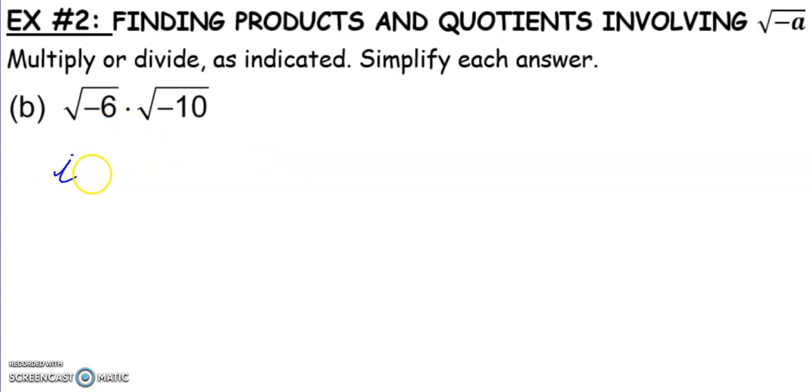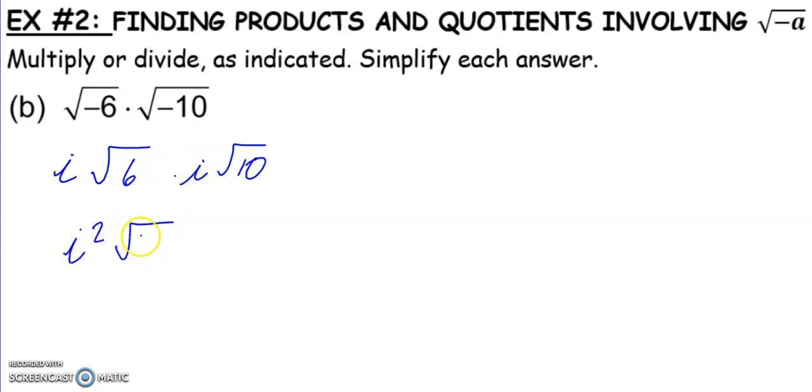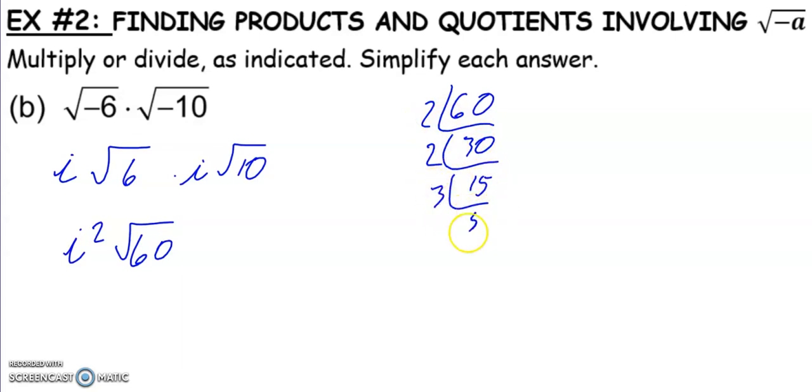So same thing here. I'm going to do i radical 6 times i radical 10. I like to put the i in front so I know it's on the outside. And that's going to give me i squared times radical 60. I'm going to break down the 60 to see if it has to simplify the square root. So 60 divided by 2 is 30. 30 divided by 2 is 15. 15 divided by 3 is 5. And I divided by those numbers because they were all primes.